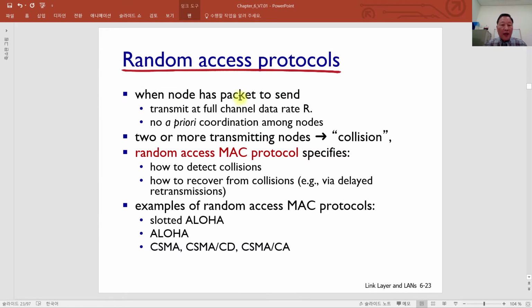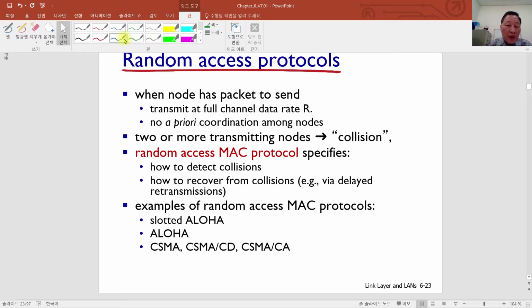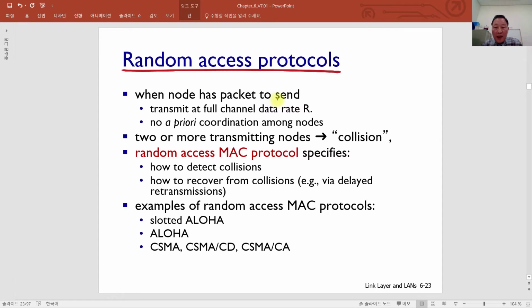And the third one, random access protocol. This one is being used in our Ethernet, and the original scheme was evolved for better efficiency and performance. In a random access protocol, when a node has a packet to send, it transmits at the full channel rate, the channel data rate R, and there's no priority coordination among nodes. There's no coordination.